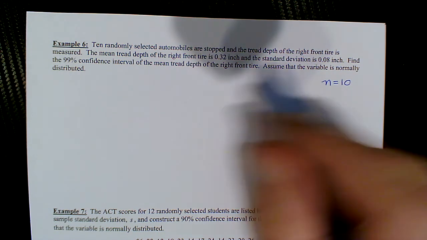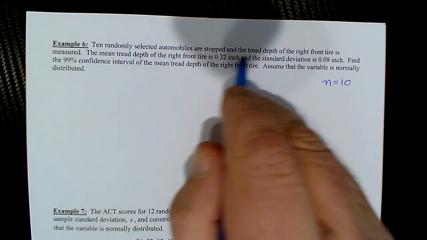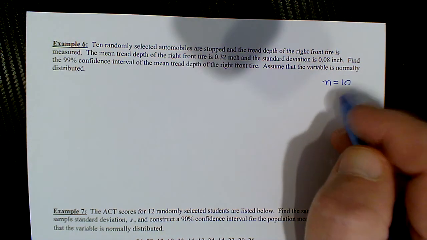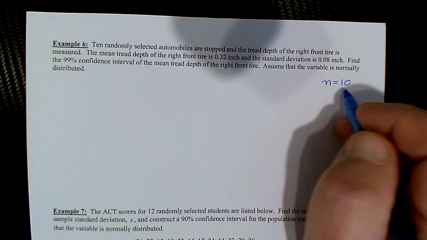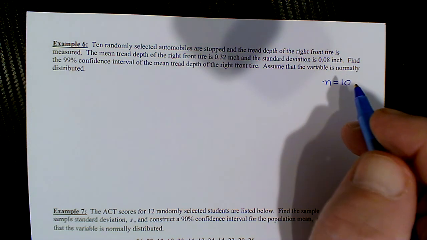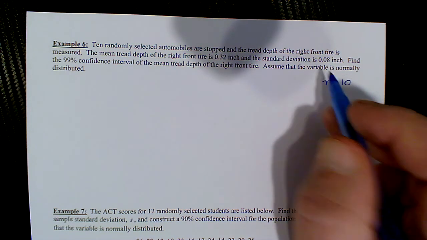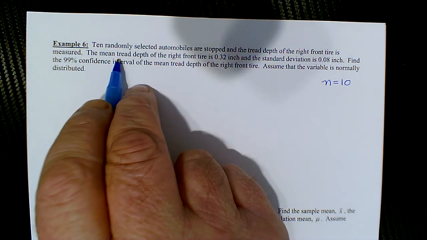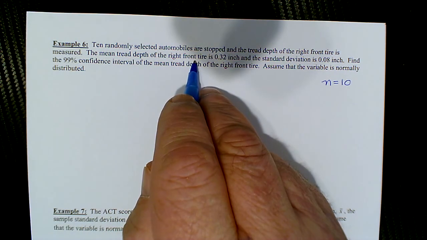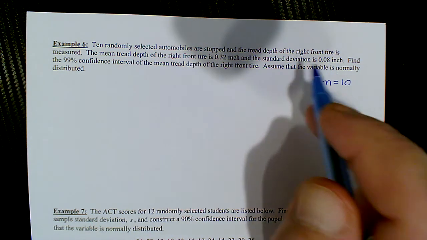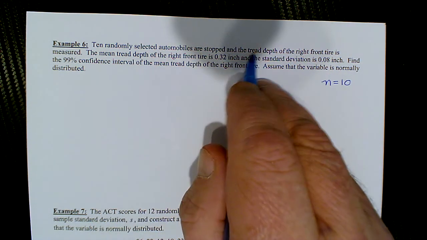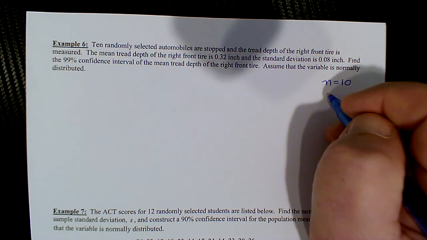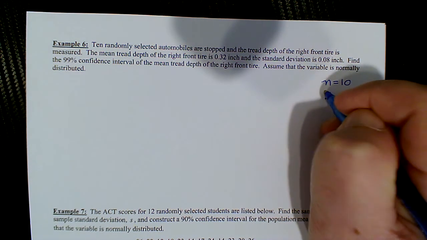In any event, you measure the tread depth of the right front tire and the mean tread depth, and that's assuming it's coming from the sample of these 10 randomly selected automobiles. So sample mean, that would be x bar of 0.32, and the standard deviation is the sample standard deviation, so S is 0.08. We want 99% confidence intervals, but note that they're normally distributed.